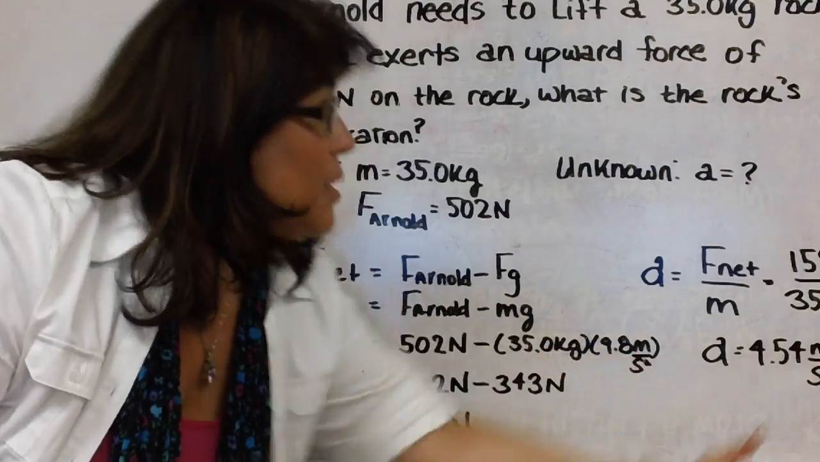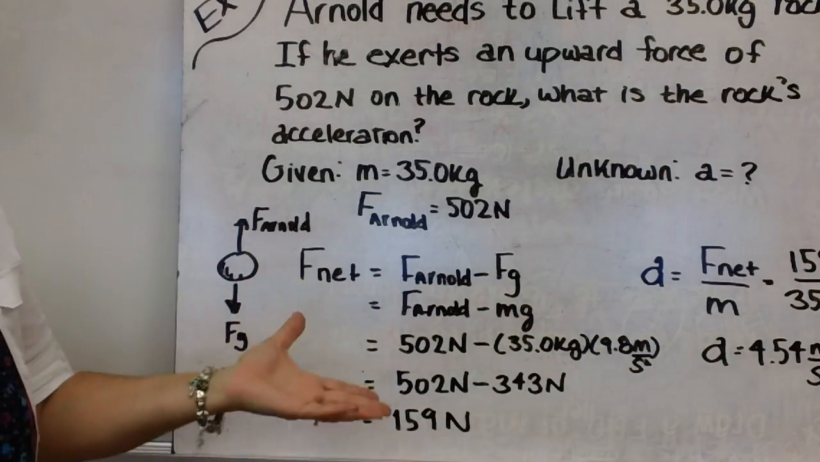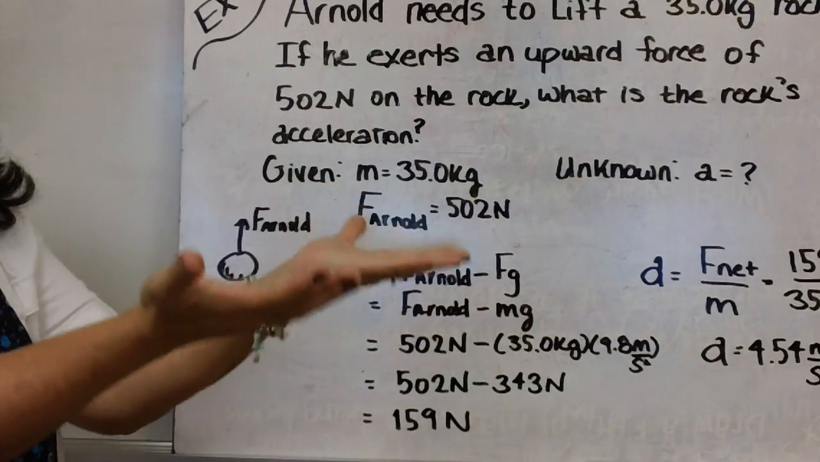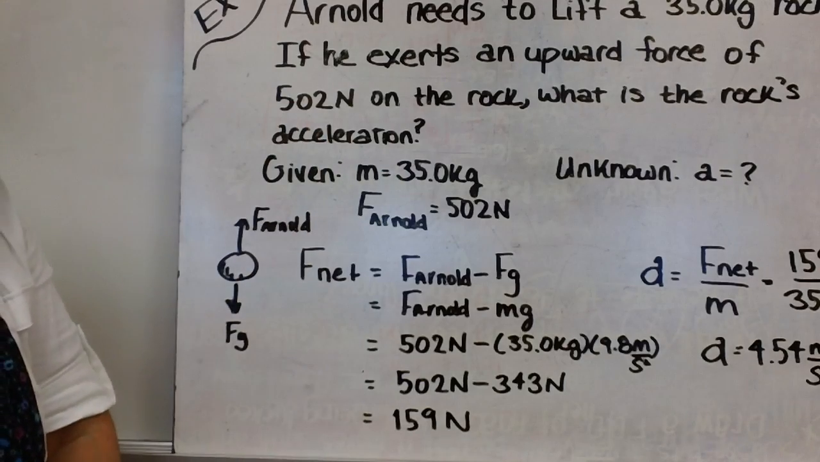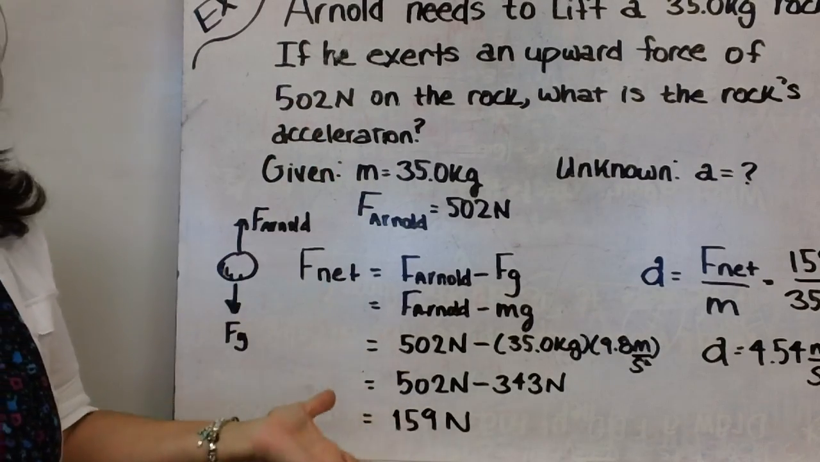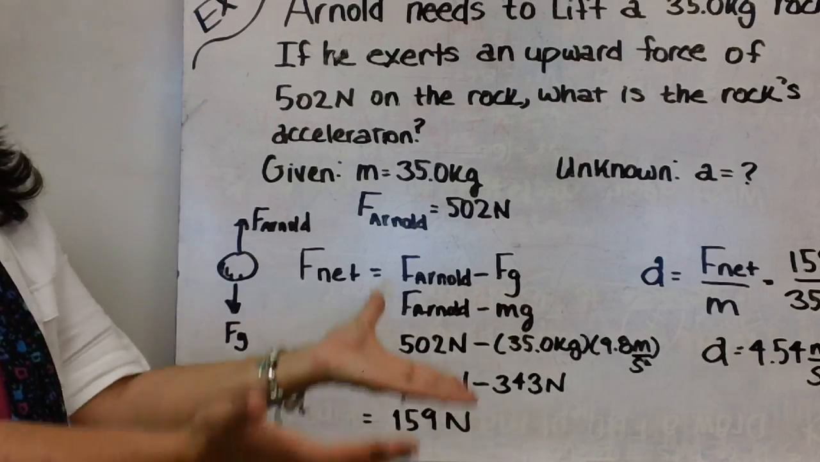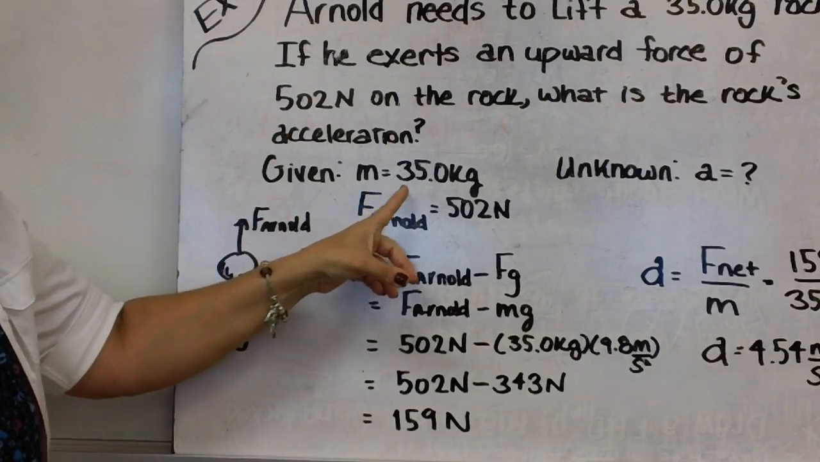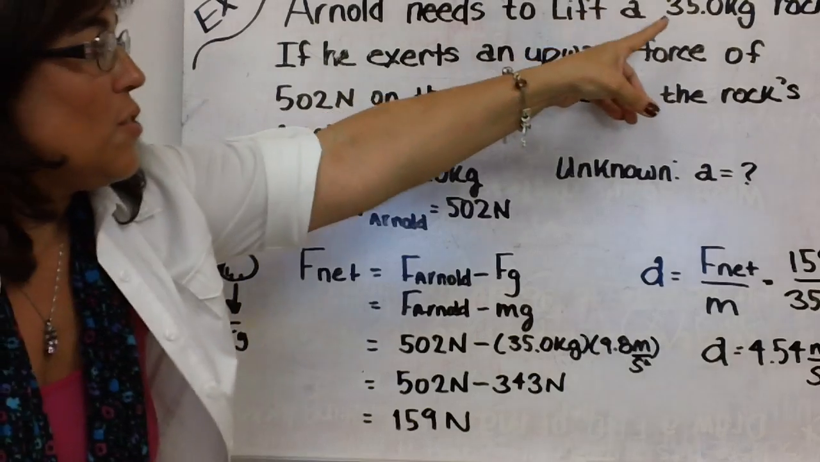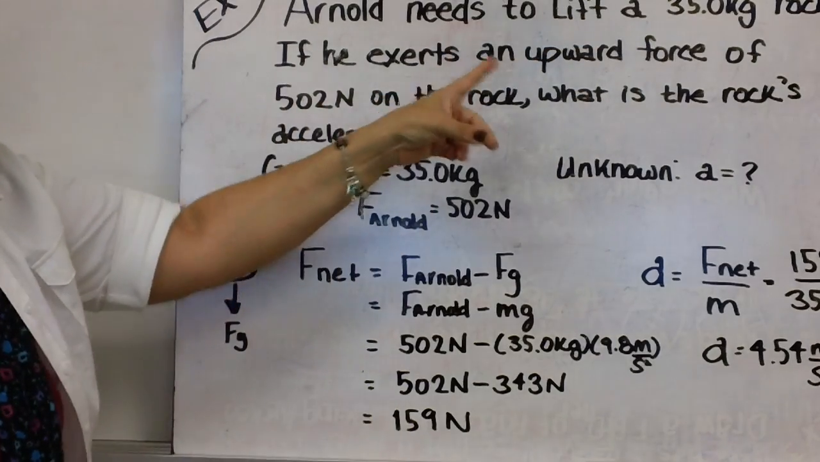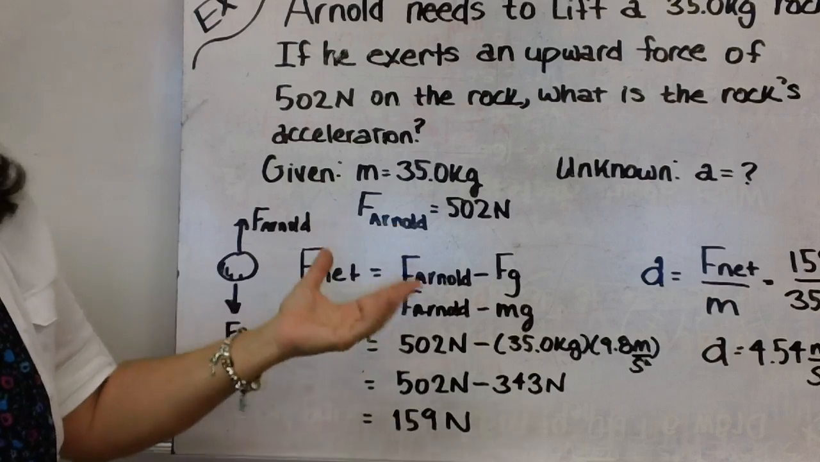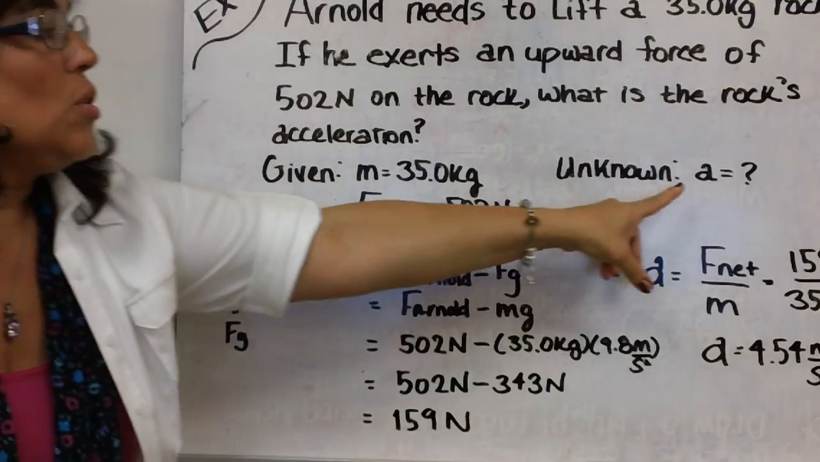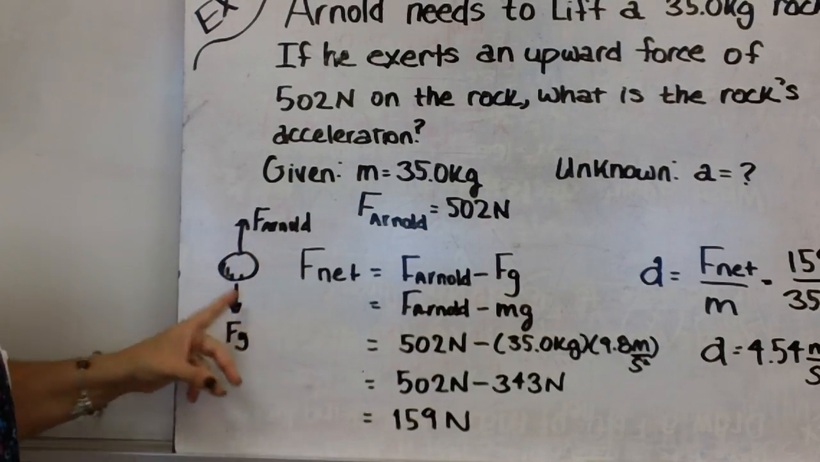Okay, so our first problem here is we have this guy Arnold, and he needs to lift a rock. He's going to be lifting this rock up. He exerts an upward force, which is the force that his hands produce onto the rock, of 502 newtons. What's the rock's acceleration? The rock starts at 0, and he's going to be accelerating it. The given is the mass of the rock, 35 kilograms. He exerts an upward force of 502 newtons, so the force of Arnold is 502 newtons. What is the rock's acceleration? We're looking for A.